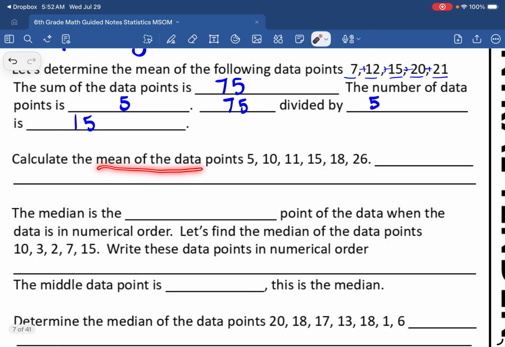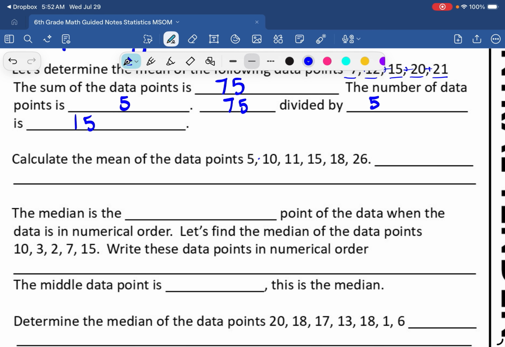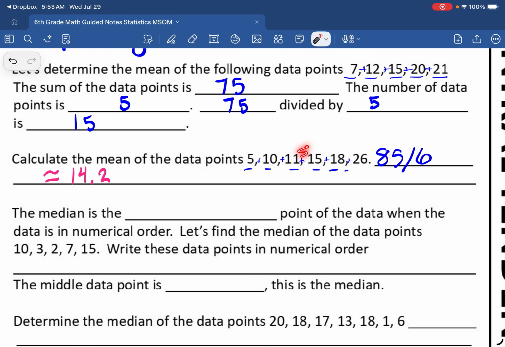Calculate the mean of the data points 5, 10, 11, 15, 18, and 26. So first I'm going to sum 5 plus 10 plus 11 plus 15 plus 18 plus 26. When I sum those all up, I get 85. And there are 1, 2, 3, 4, 5, 6 data points. So I am going to divide that by 6. Now, if I take 85 and divide it by 6, I get 14.1666. So I am just going to round that to the nearest tenth and say that is about 14.2. That's about the number kind of in the middle of the data points.